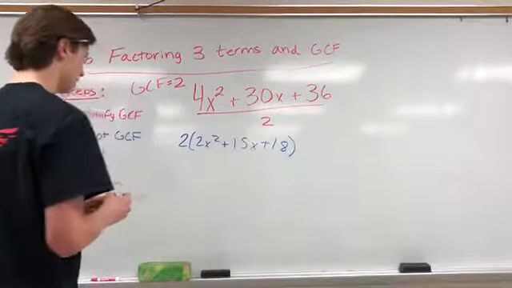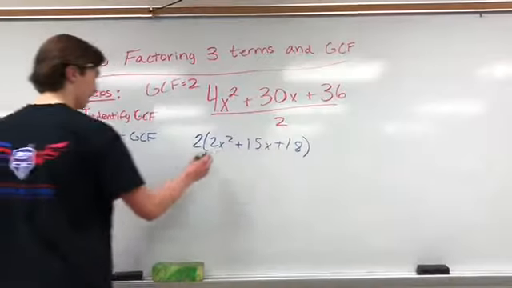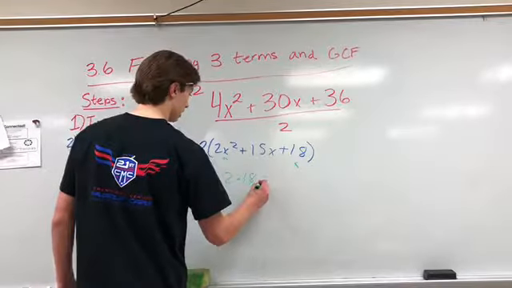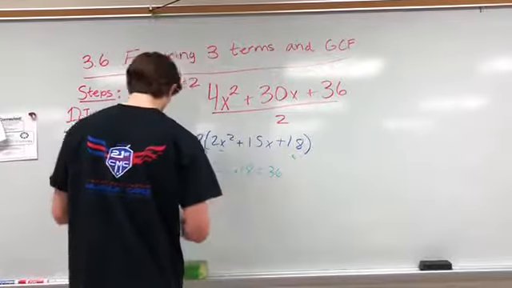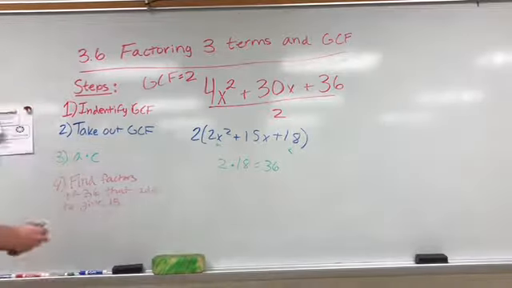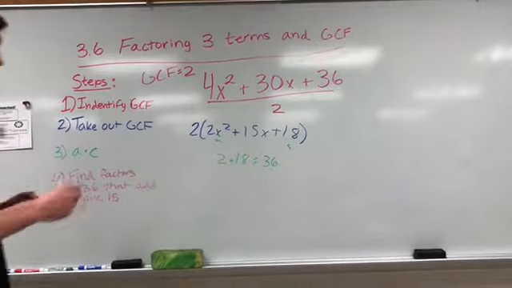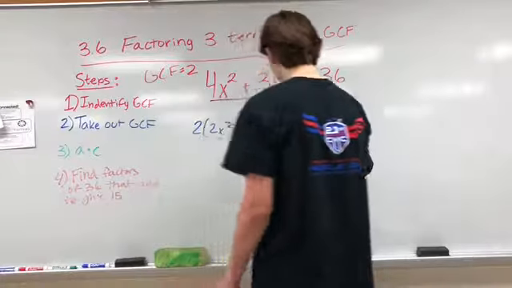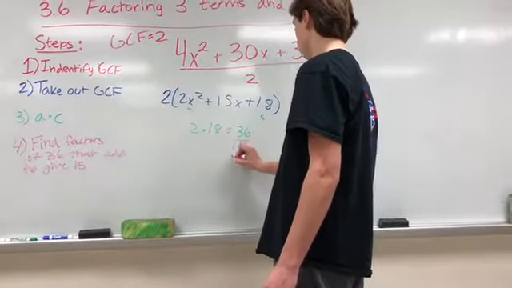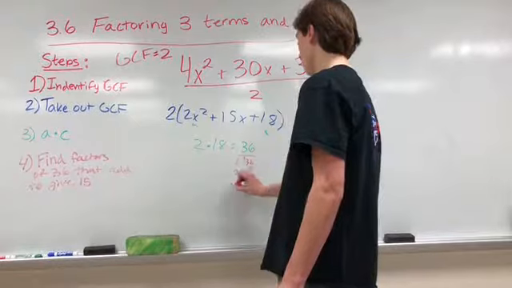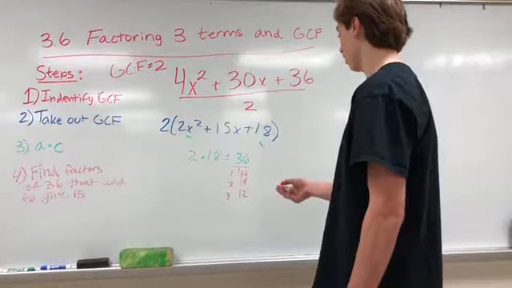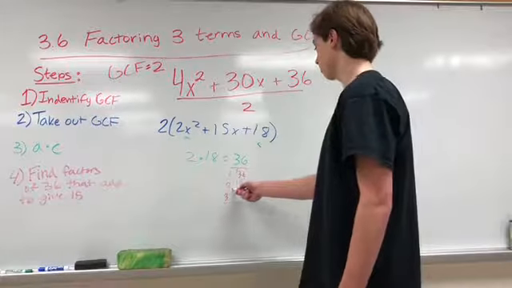So now that we have that, multiply A and C, 2 and 18, to give us 36. So now that we found 36, we need to find the factors that multiply to 36 and add to give 15. So the factors of 36 are 1 and 36, 2 and 18, and 3 and 12. Now looking at this, we can tell that 3 and 12 will be our factors.